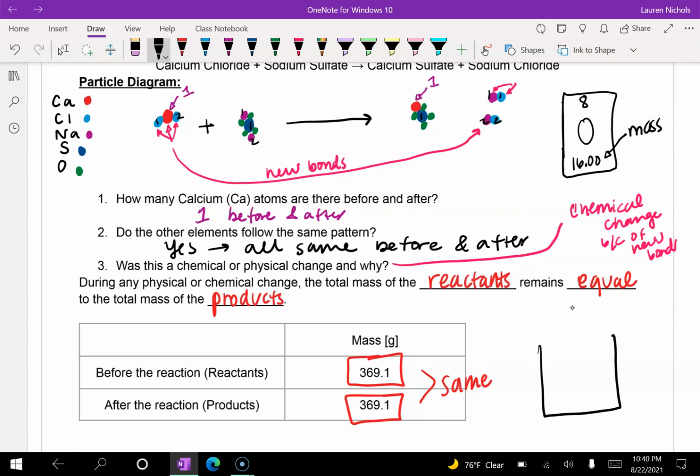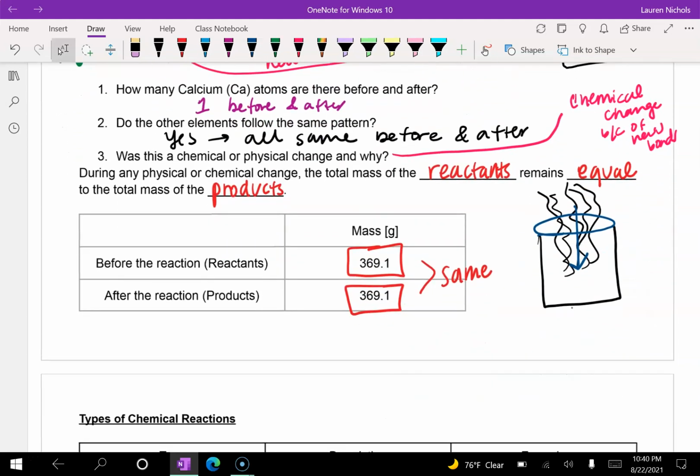Now, one thing to keep in mind is if you do a reaction, like let's say we mix baking soda and vinegar, and then all of a sudden you've got smoke or bubbles fizzing out of your container. If you don't have a lid to keep all of that trapped in there, smoke, it weighs things. So we got to keep that trapped in there so that it stays the same.